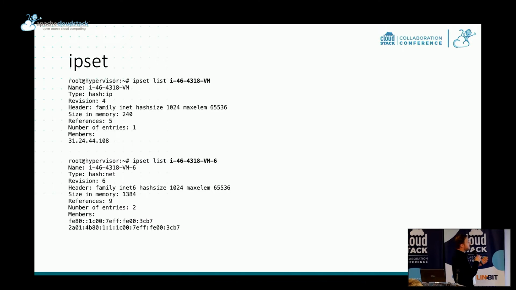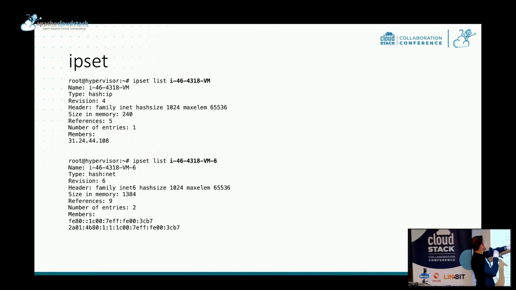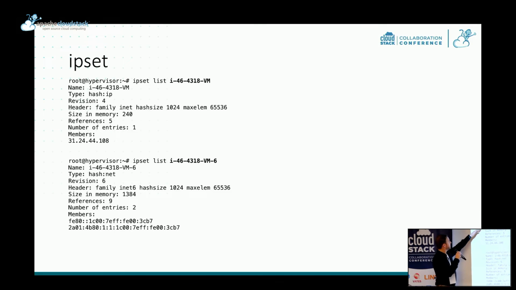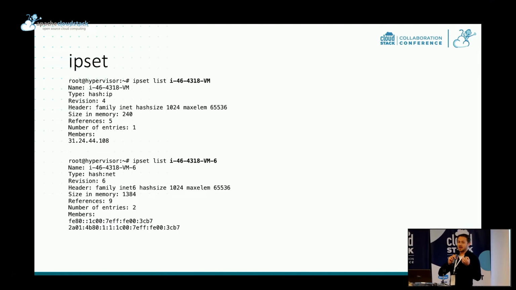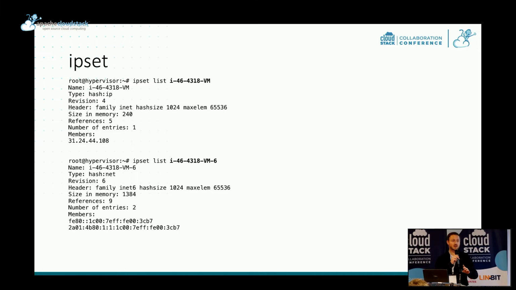IP sets, pretty simple. One IP set contains its address for v4, and then the link local address and the unicast address for the virtual machine on v6 are allowed. Link local for v6, don't forget, it's a very important part. Blocking link local will just kill your v6 connectivity right away.